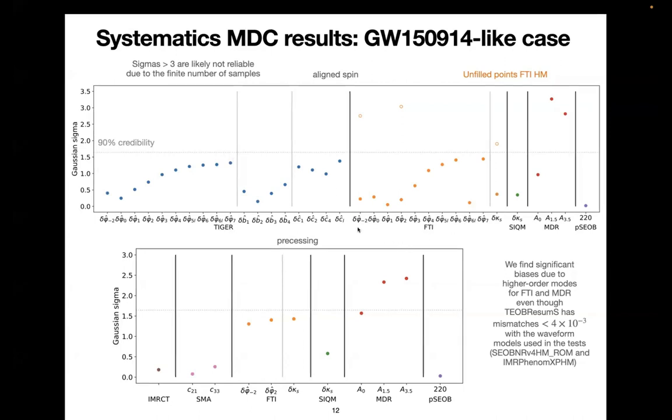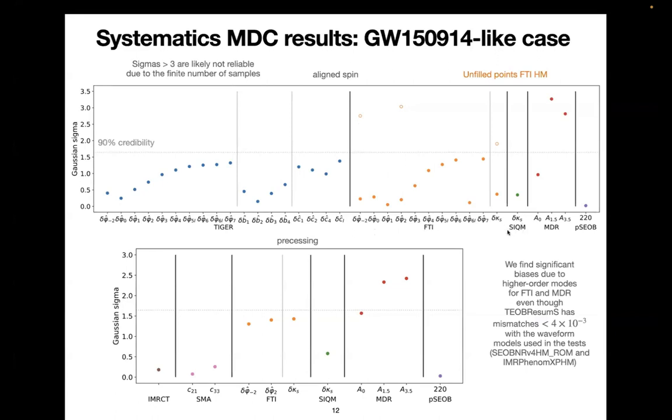According to FTI, we have the same PN coefficients, and then we have a new FTI version of the spin-induced quadrupole moment, which is this symmetric kappa term here as well. Again, even though these injections include higher modes, if you just use the dominant mode FTI, then actually things are fine. If you use the higher-mode FTI, then actually things are not fine, even though the two waveform models themselves agree well. And as we have for HM ROM, there are actually mismatches less than 4 × 10⁻³ for both lines we've been processing.